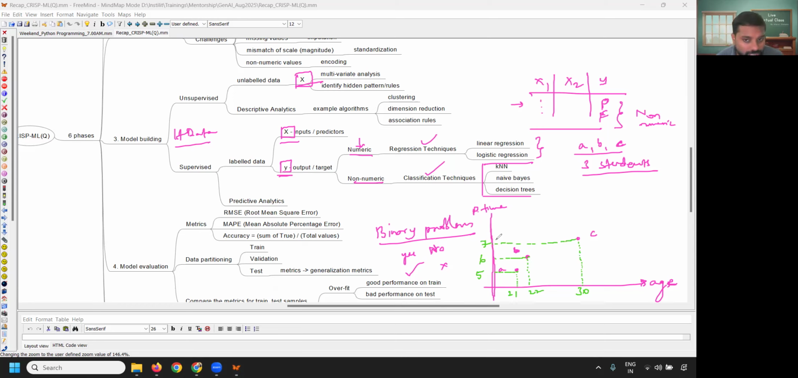Again, if you look at the preparation time aspect, A and B are close, right? One hour difference. But you may say that B and C are also close. Fine, but B and C, from preparation time, are the same. What about the age? They are not, right?